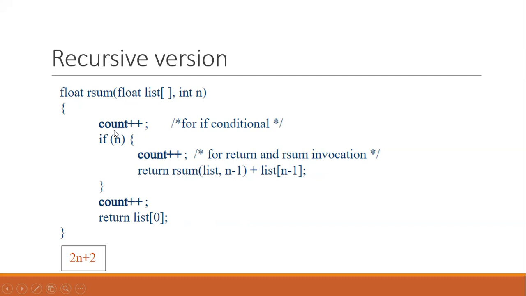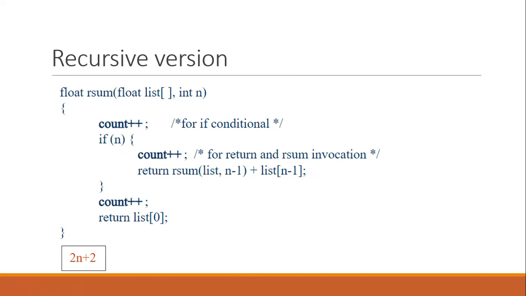Before the if condition, we increment it once because a decision is made whether to enter the if construct or to exit the if construct. So that adds up to 1 step. So 1 value is added to the count variable over here. 1 value is added to the count inside the if construct for the return statement, and outside the if construct we again increment it by 1 for the return statement over here.